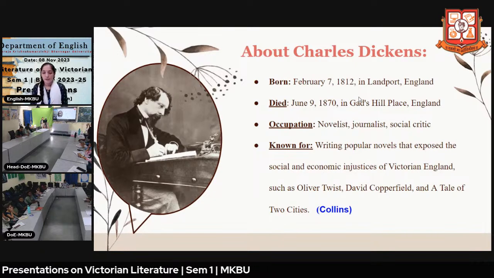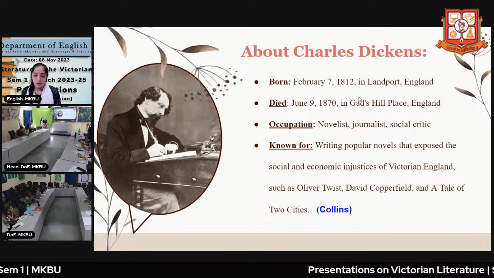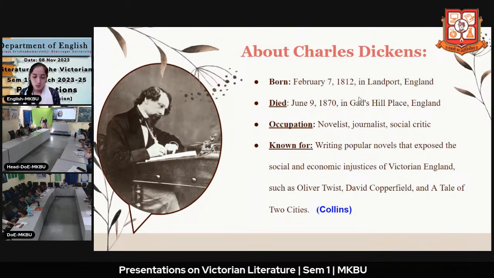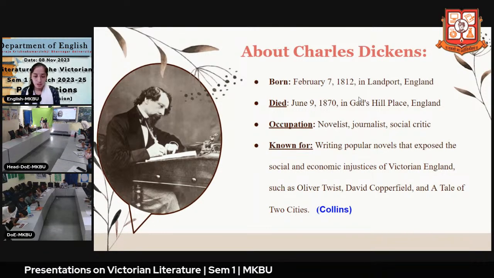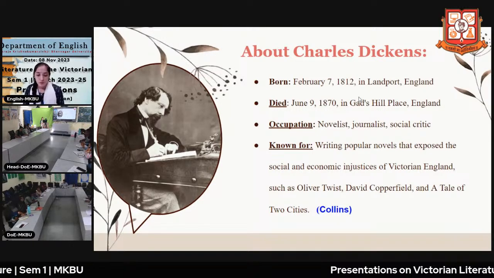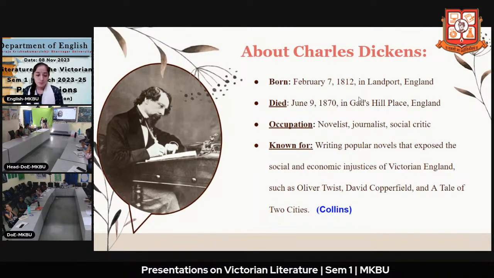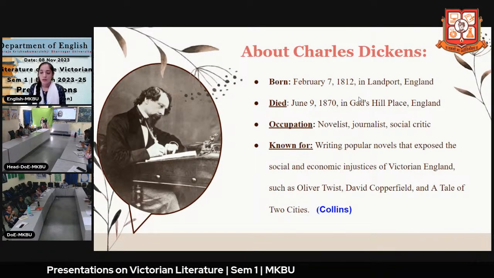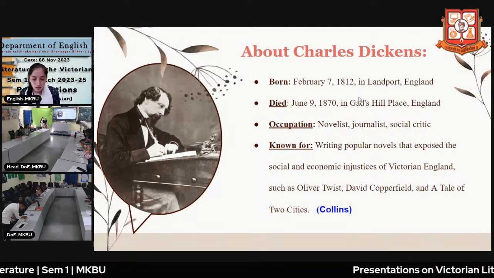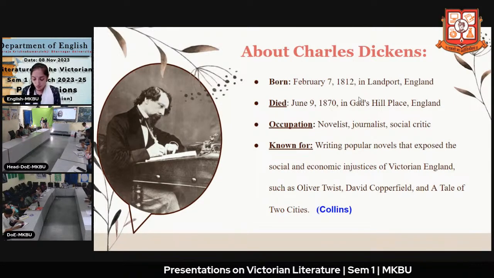Let's see about Charles Dickens. Charles Dickens was born on 7th February 1812 in Landport, England, and he died on 9th June 1870 at Gad's Hill Place, England. He was a famous novelist, journalist and social critic of his era, known for writing popular novels that exposed the social and economic injustice of Victorian England, such as Oliver Twist, David Copperfield, and A Tale of Two Cities.